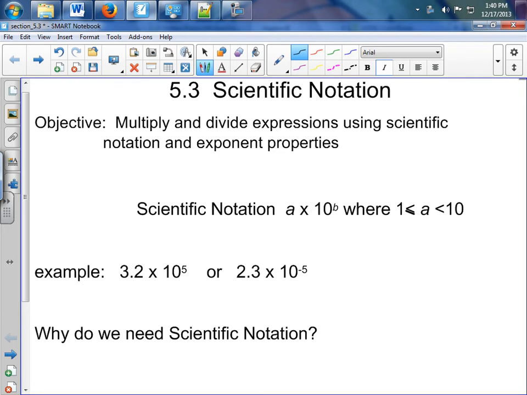Scientific notation, you should have had this in chemistry and biology and physics and all this, so I'm going to do it real quick. Okay, scientific notation, where A is greater than or equal to 1 and less than 10. What does that mean? That's just one number. Okay, it's 2.3. You cannot have 23 times 10 to the 5, because your A is bigger than 10. It has to be a single number.